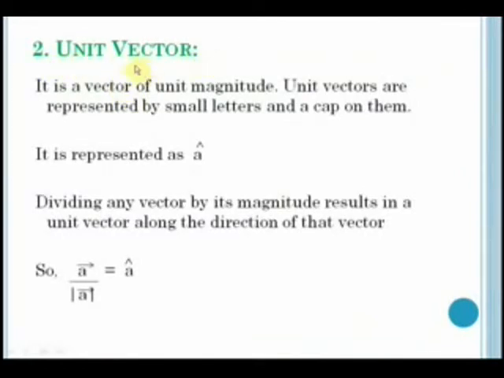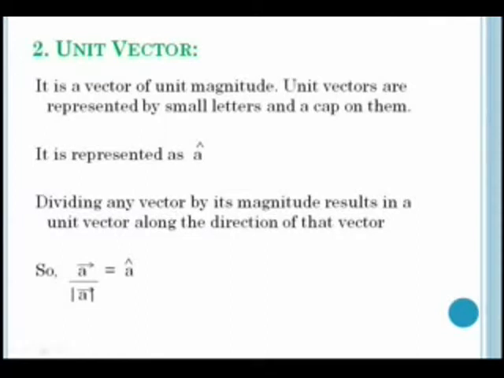A unit vector is a vector of unit magnitude, or a vector whose magnitude is equal to 1. Now unit vectors are represented by small letters and a cap on them. So if we say that A is any unit vector, then it is represented this way. We can clearly see that this is written in small letter and we can see a cap on this letter A. Thus this represents a unit vector. Remember, the magnitude of a unit vector is equal to 1.